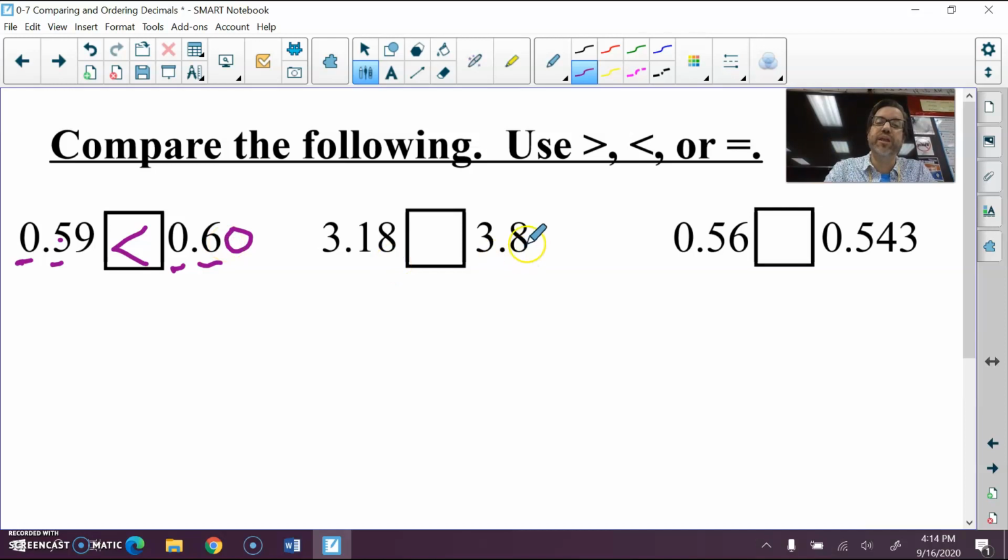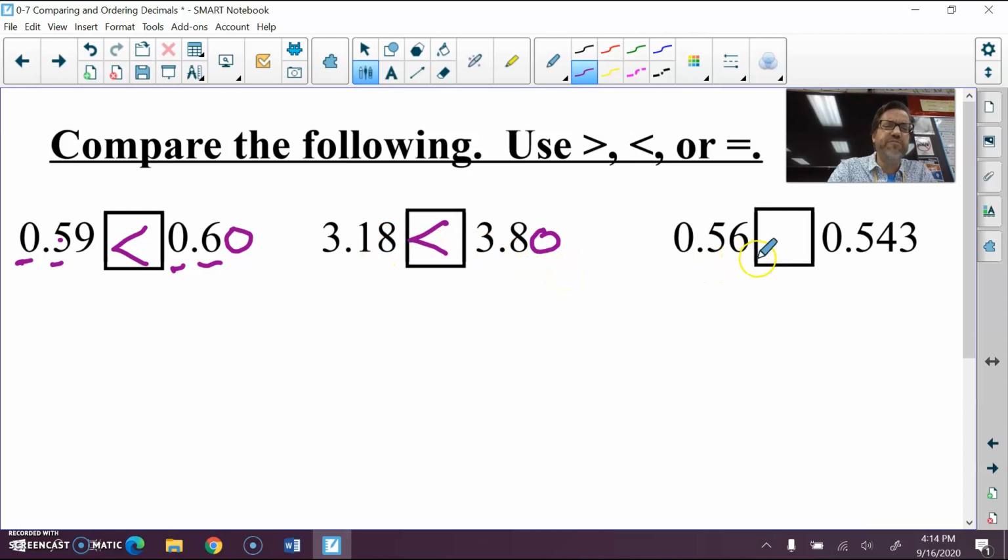3.18 compared with 3.8. Let's add a 0 so both numbers are showing through the hundredths place, 2 places into the decimals. And now 3 and 3 are the same. Go to the tenths place. 1, 8. Ooh, 1 is less than 8, so we have less than. Also, 18 is less than 80.